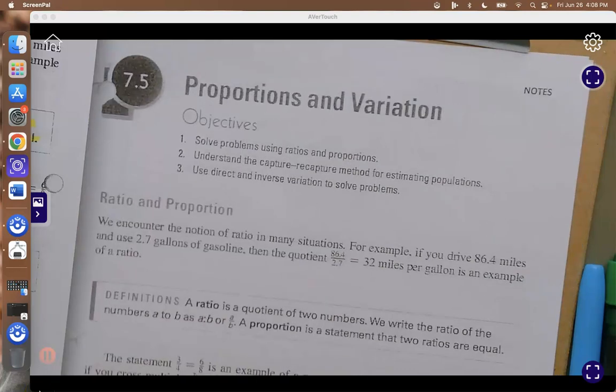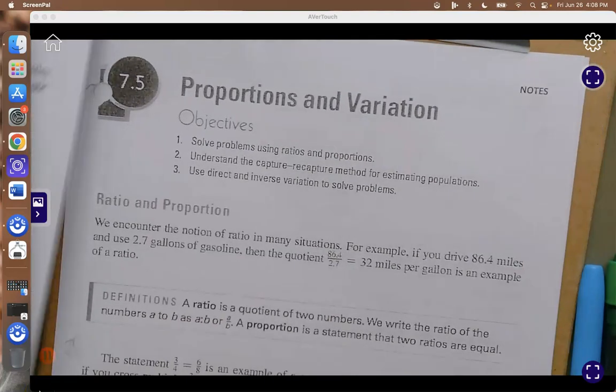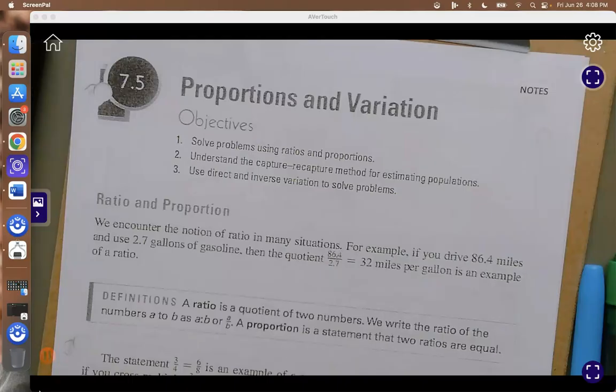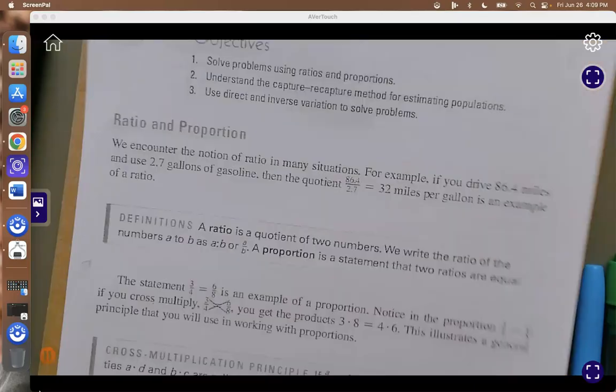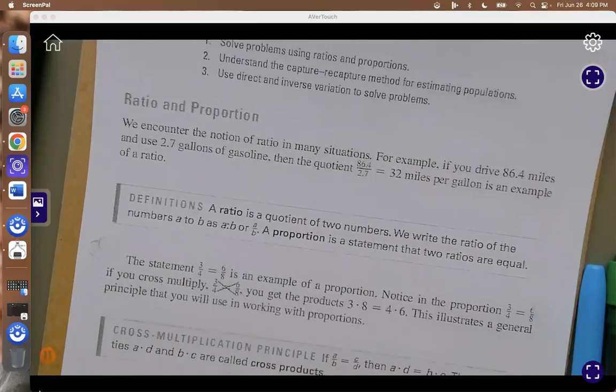Alright guys, so next to the last lesson here, 7.5, proportions and variation. So ratios and proportions, this goes back, I don't know, probably 5th grade math.